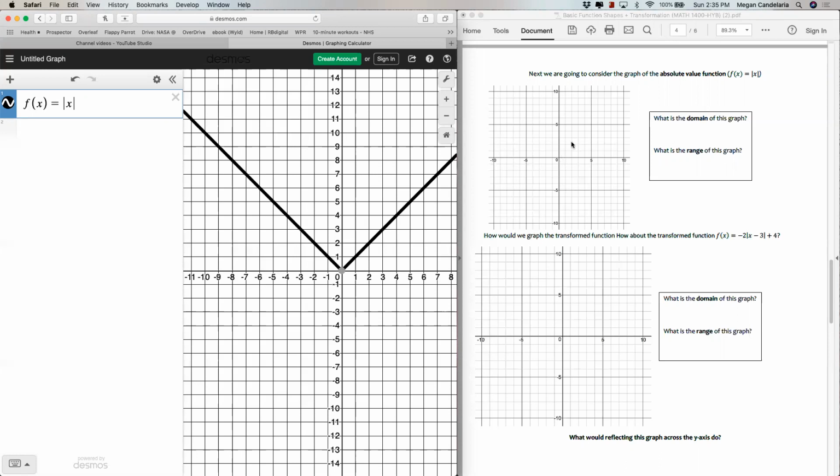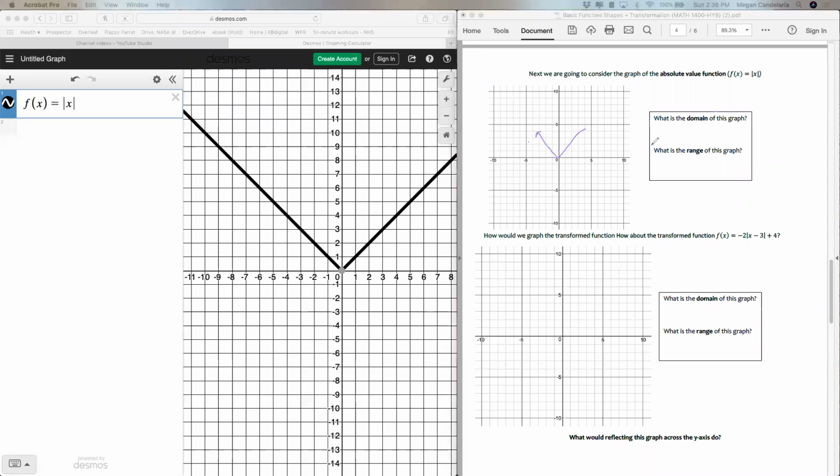So our basic, whoa, that's not what I wanted to do, was it? Sorry. Our basic V shape. So let's draw that in there. Okay. Go away. Why are you not going away? Our basic V, the absolute value V.